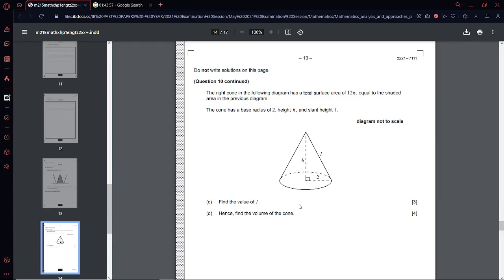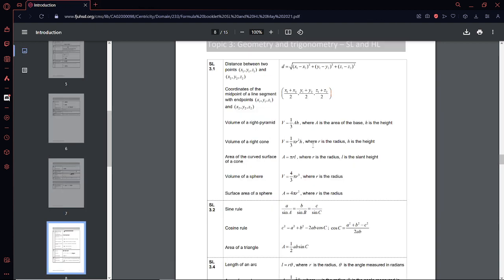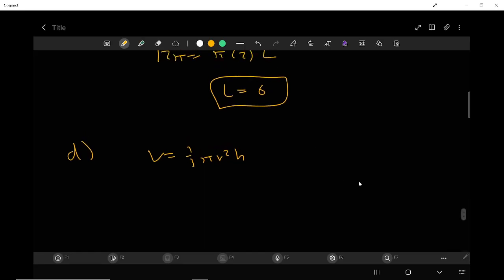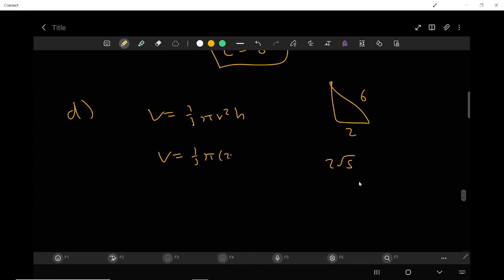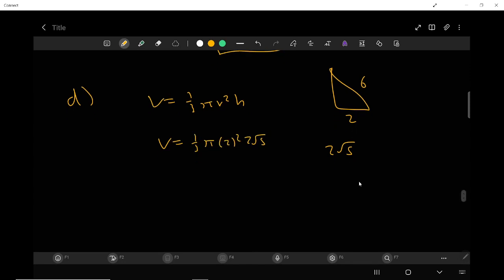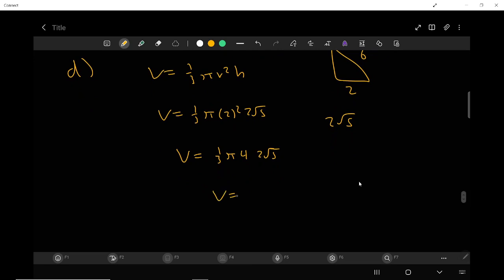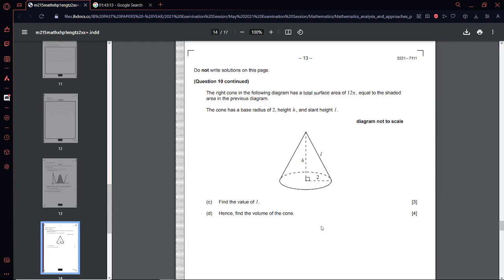D. Find the volume of the cone. The volume of a cone, I think, is a third pi r squared times height. Now the height: we had r equal 2 and L equal 6, so root of 6 squared minus 2 squared. That's 36 minus 4, which is 32, which is 4 root 2. So V equals a third pi 2 squared times the height, which gives 8 root 5 over 3 pi. That's a weird answer, but I'll take it.